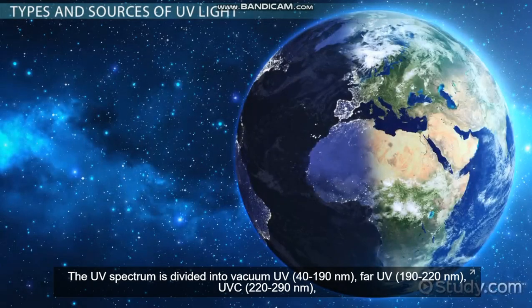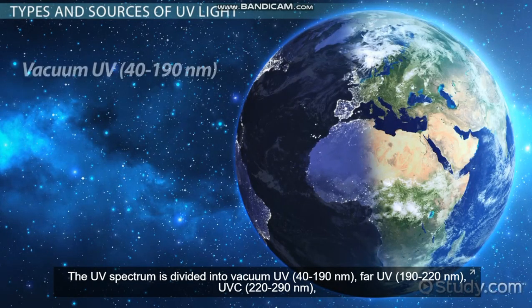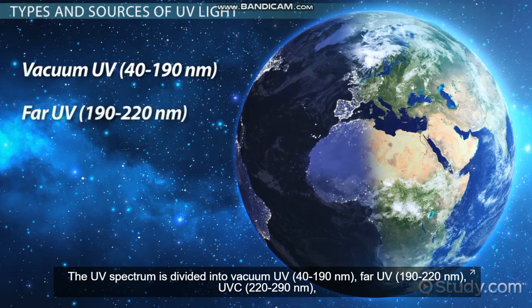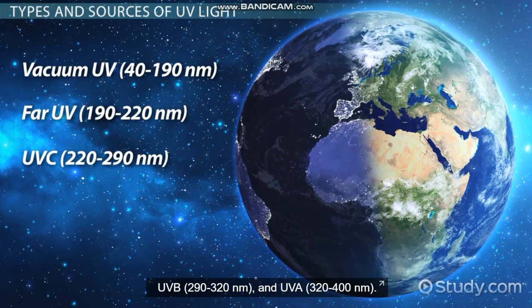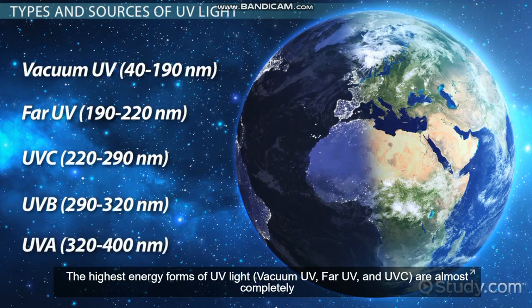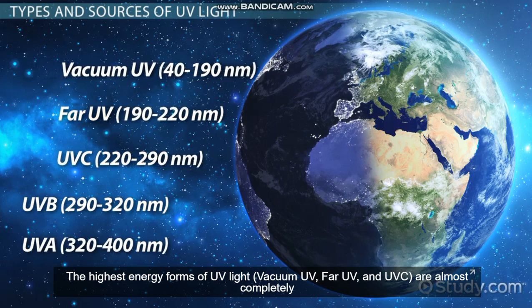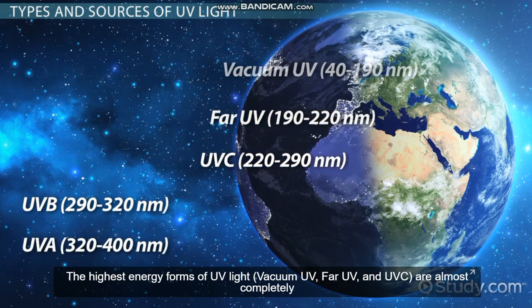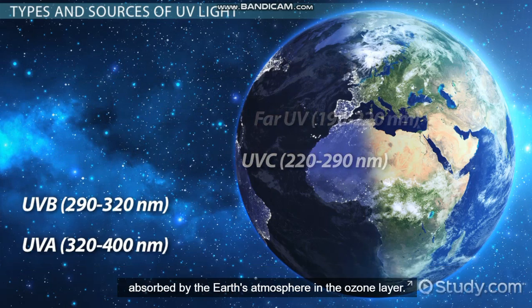The UV spectrum is divided into vacuum UV, 40 to 190 nanometers, far UV, 190 to 220 nanometers, UVC, 220 to 290 nanometers, UVB, 290 to 320 nanometers, and UVA, 320 to 400 nanometers. The highest energy forms of UV light, vacuum UV, far UV, and UVC, are almost completely absorbed by the Earth's atmosphere in the ozone layer.